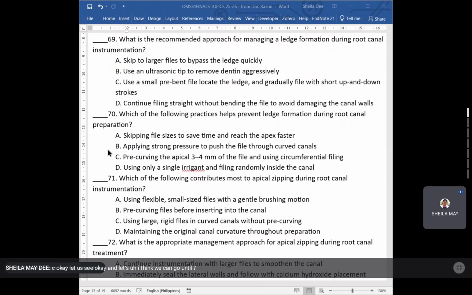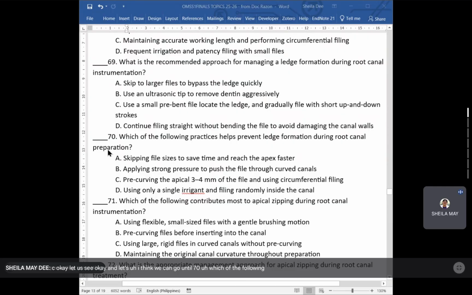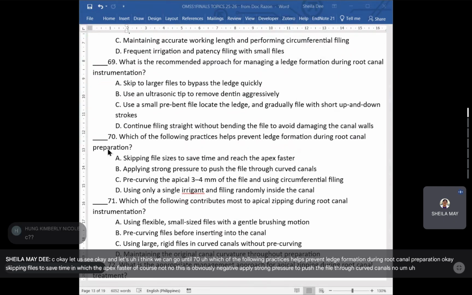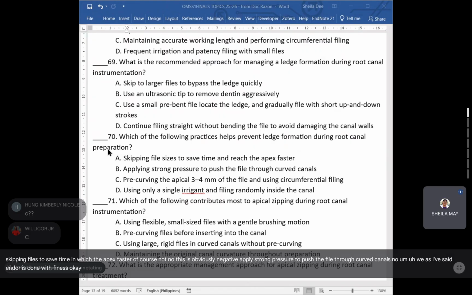I think we can go until 70. Which of the following practices helps prevent ledge formation during root canal preparation? A. Skipping files to save time and reach the apex faster. Of course not, it's obviously negative. B. Apply strong pressure to push the file through curved canals. No. As I've said, endo is done with finesse. So definitely strong pressure is not recommended.